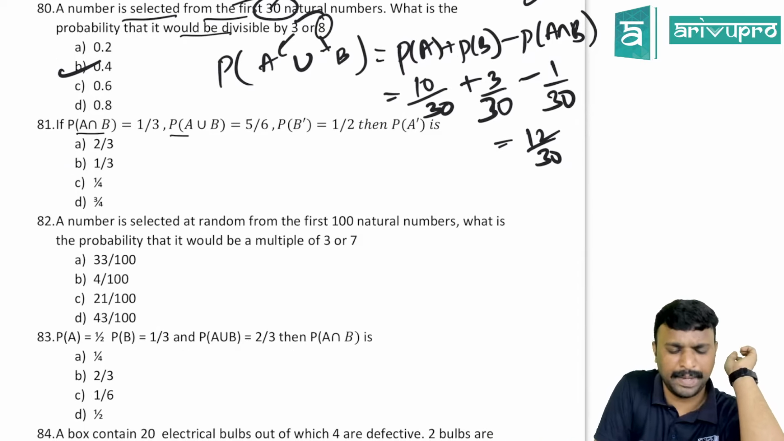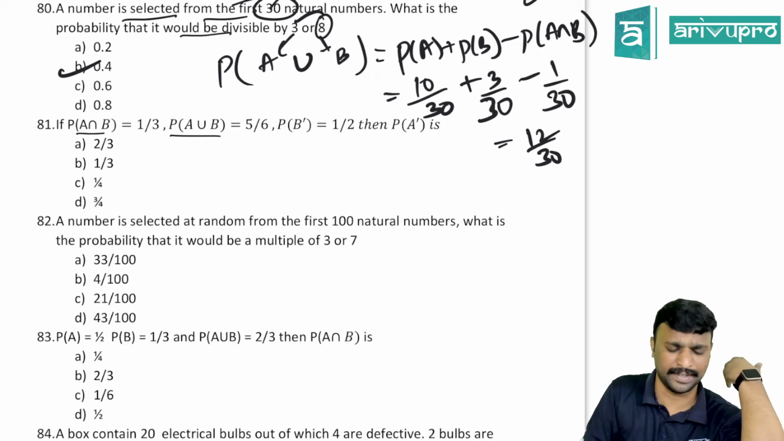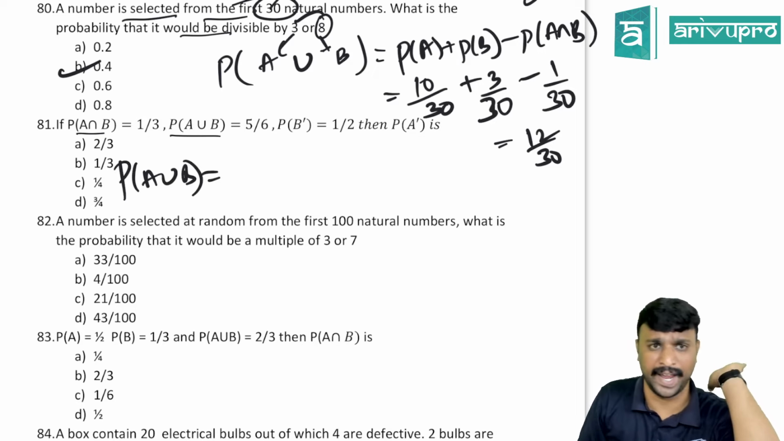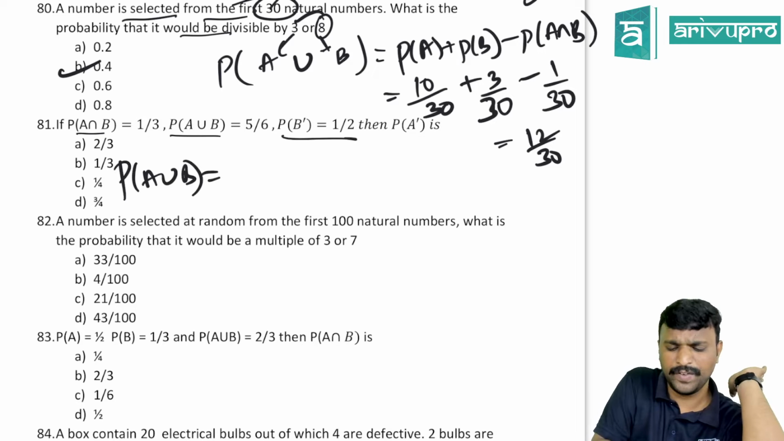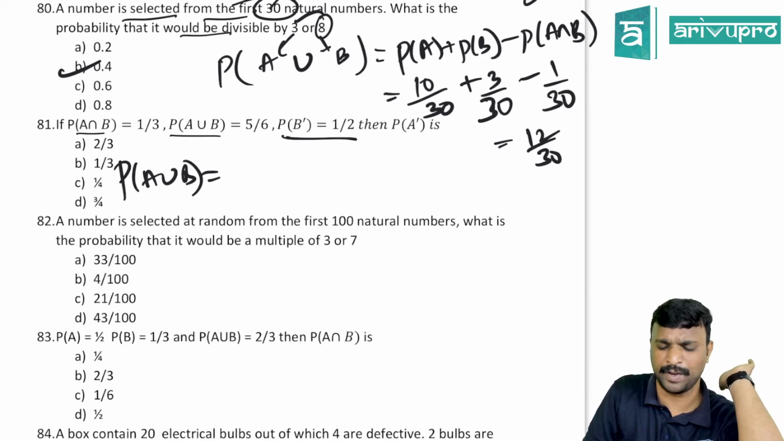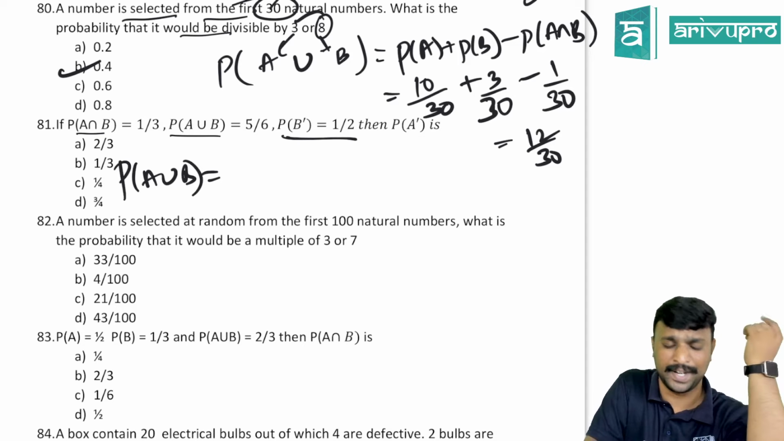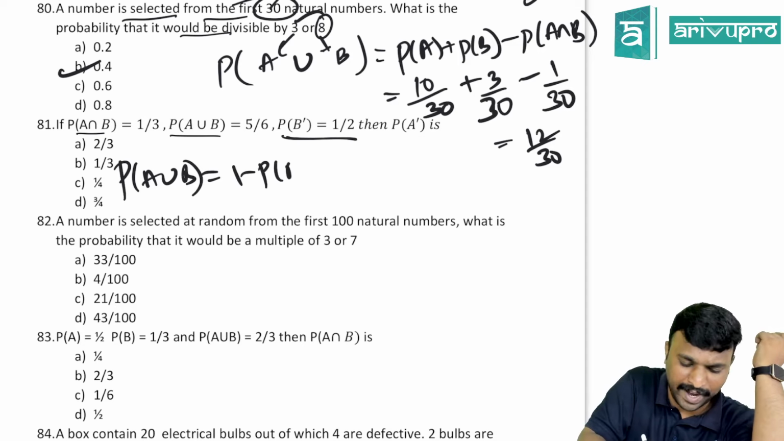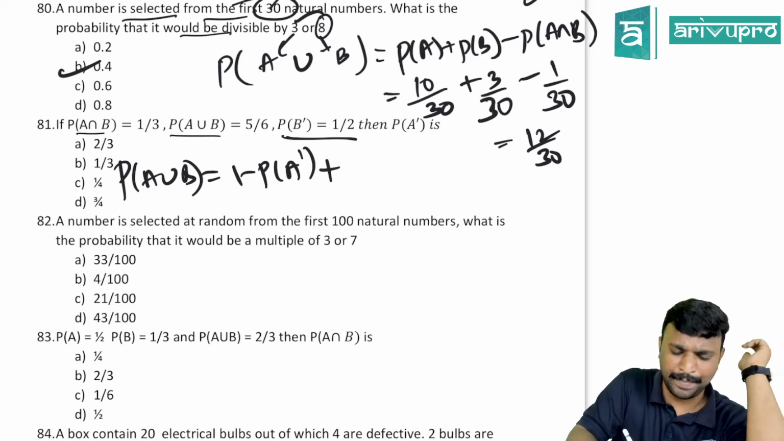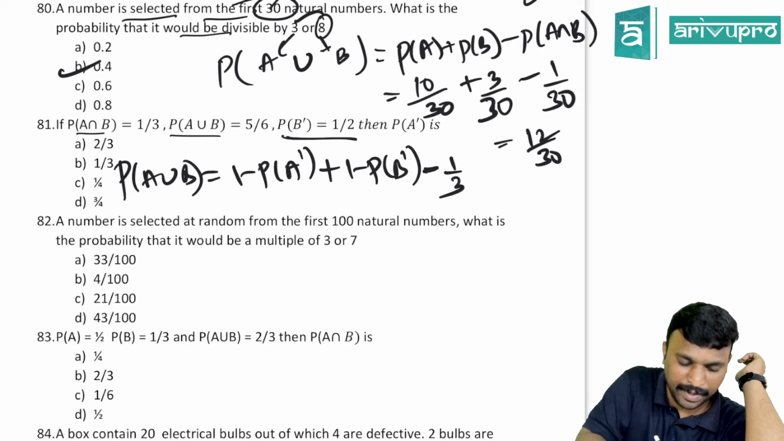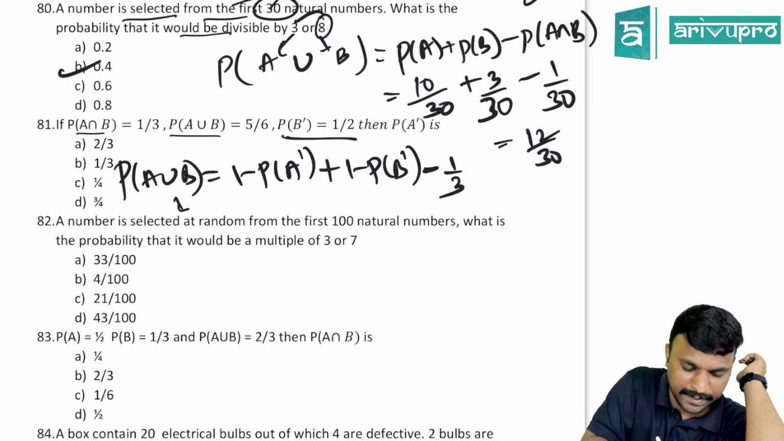P of A intersection B and P of A union B are given. What formula relates this? P of A union B is equal to P of A plus P of B minus P of A intersection B. But what we are given is P of B dash, and what we are asked is P of A dash. How do you write P of A in terms of P of A dash? 1 minus P of A dash, correct? Plus P of B. How do you write P of B in terms of P of B dash? 1 minus P of B dash. And minus P of A intersection B, which is 1 by 3. P of A union B is 5 by 6.